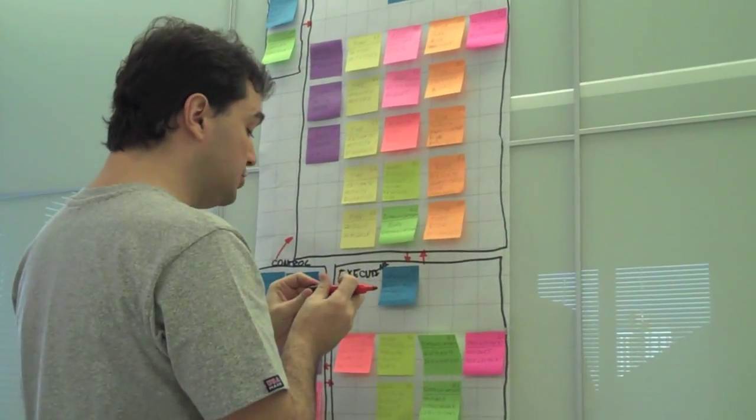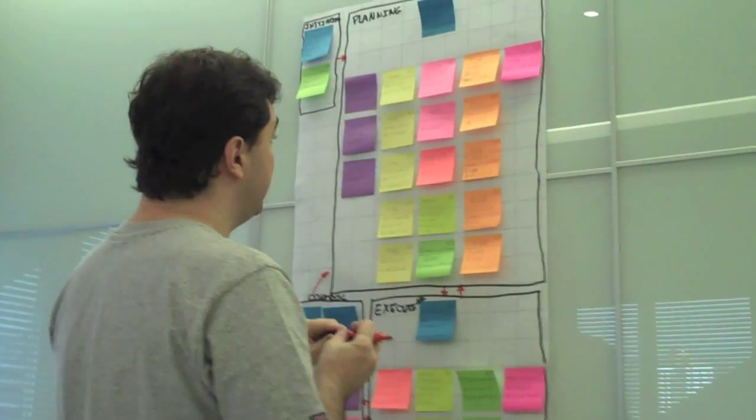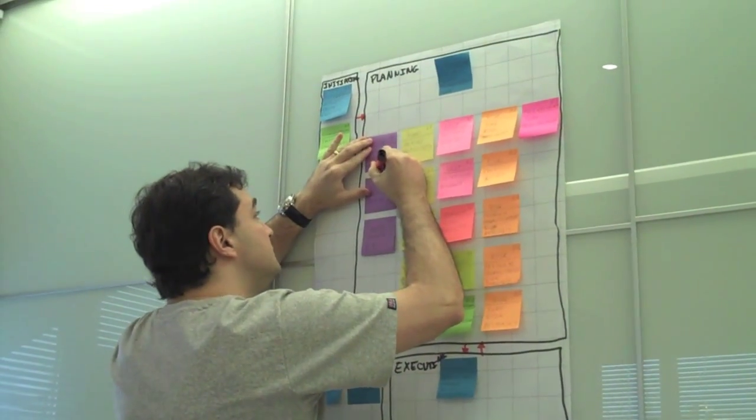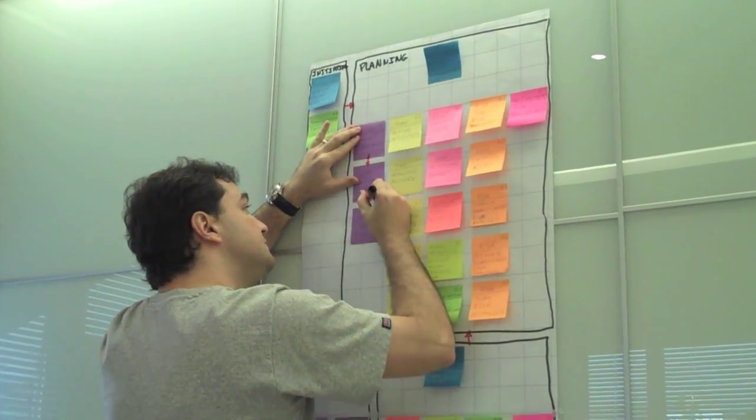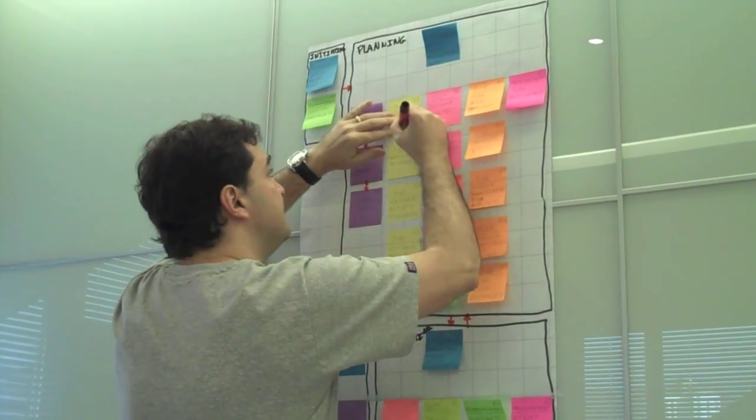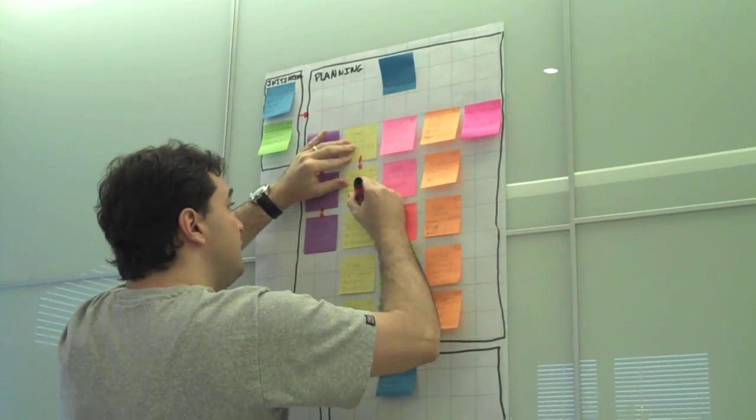Now what I will do is connect internally. So 2 arrows here, 2 arrows here, the same for the other processes.